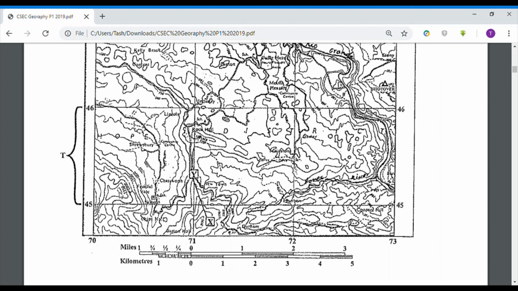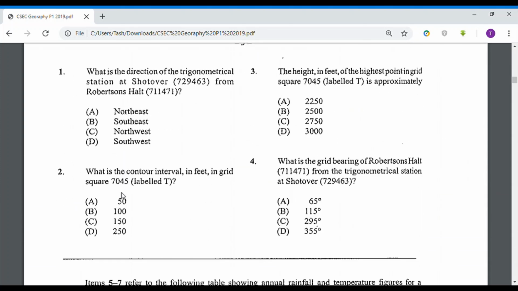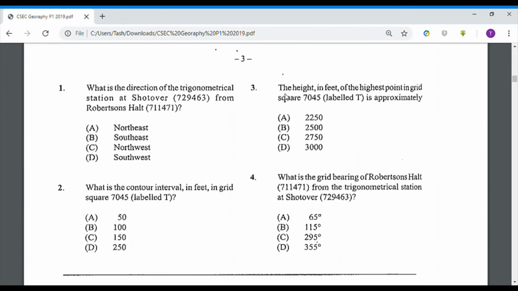The highest point is right here in the center, the small circle. So that means our next contour line, based on the contour interval, would have made this 250. So we go back to our section here that is asking for an answer. Your answer for number 3 would have been B, 2500.